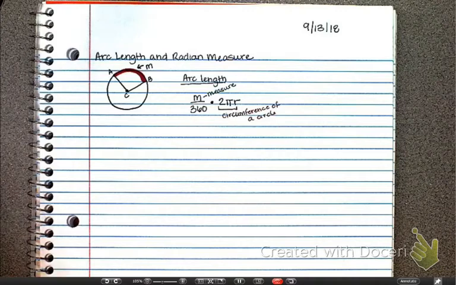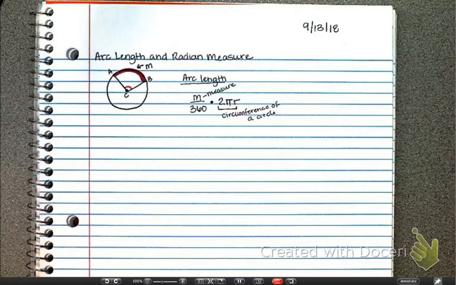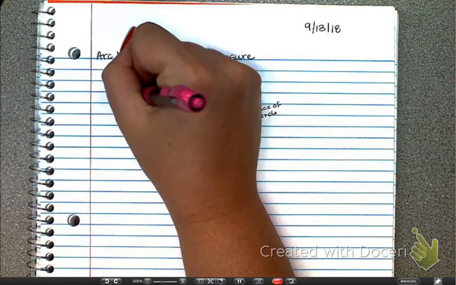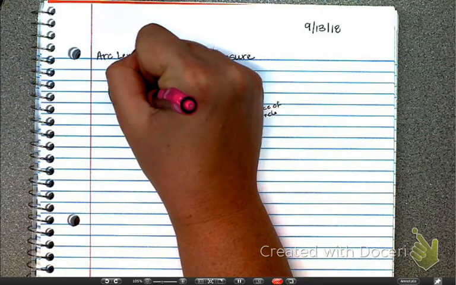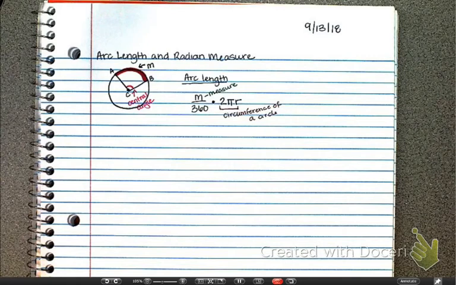Just for reference, we're not going to deal so much with that right now, but this angle that is created at the center is known as the central angle. We'll do a whole unit on finding angle measure, but that center angle is known as the central angle.